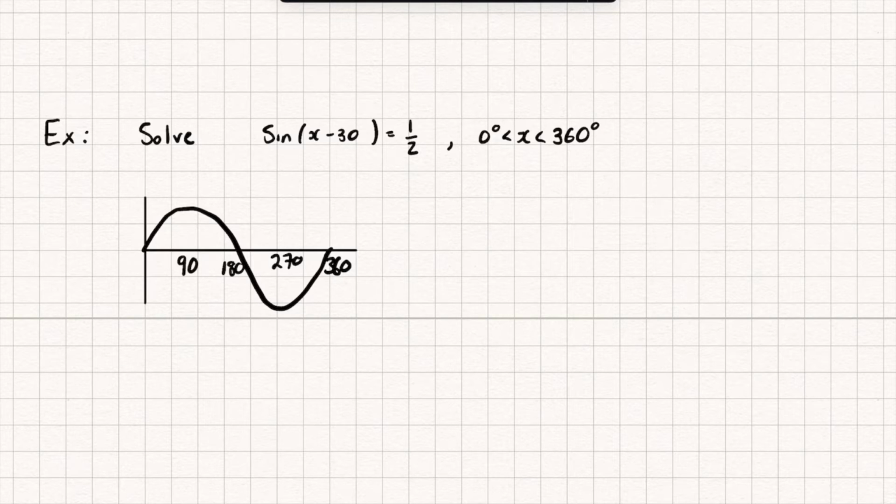So the first thing we're going to do is find the inverse sine of 1/2, and that's going to tell me what x minus 30 is equal to. So if I do inverse sine of 1/2, it tells me x minus 30 is equal to that, and you can do this on your calculator, or you might just know the trig values, and if you do, you'll know that x minus 30 is going to equal 30 degrees.